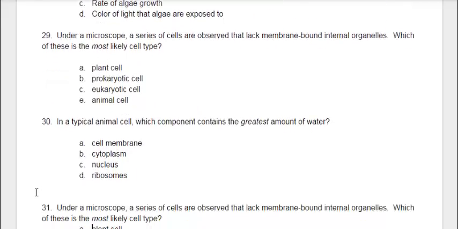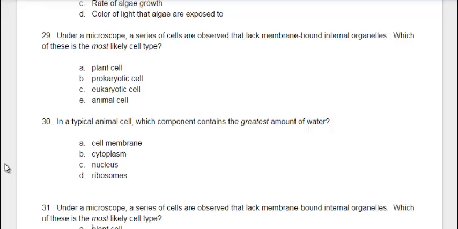29. Under a microscope, a series of cells are observed that lack membrane-bound internal organelles. Which of these is most likely the cell type? A. A plant cell, B. A prokaryotic cell, C. A eukaryotic cell, E. An animal cell. 30. In a typical animal cell, which component contains the greatest amount of water?